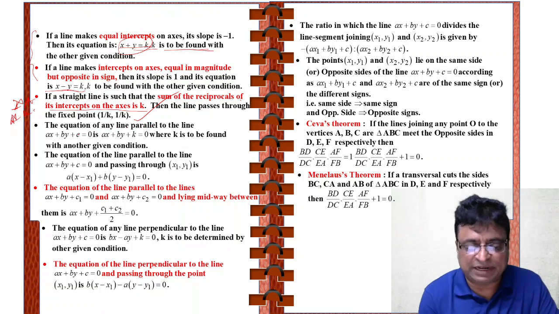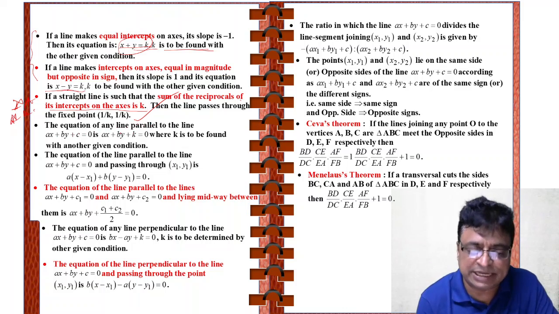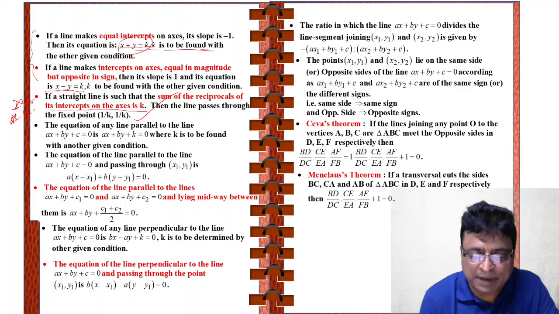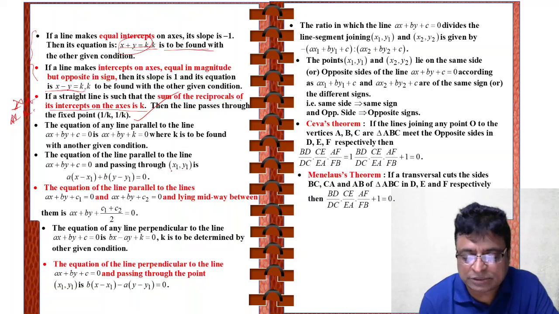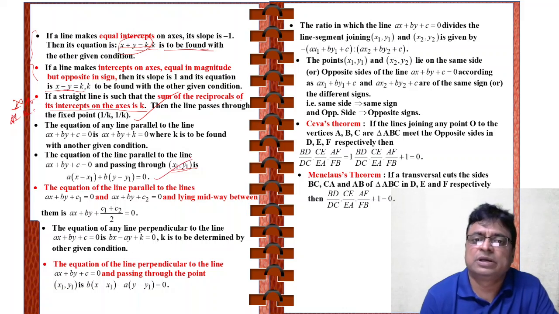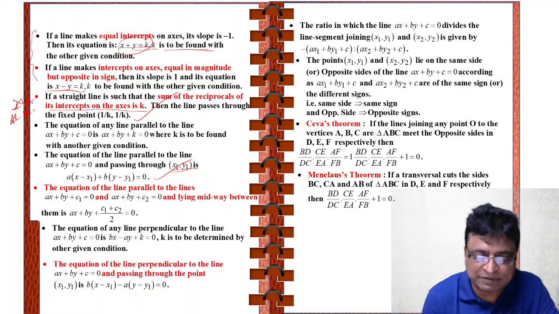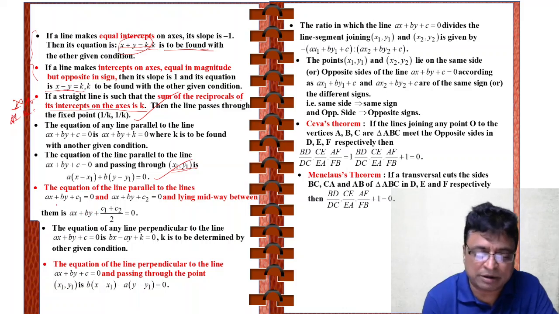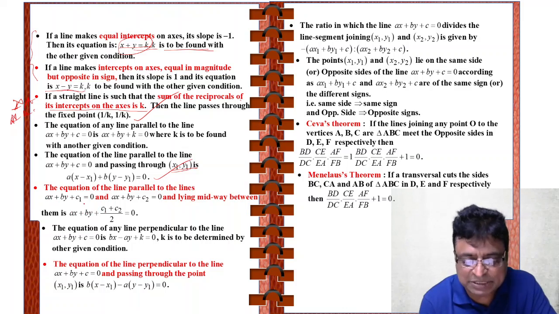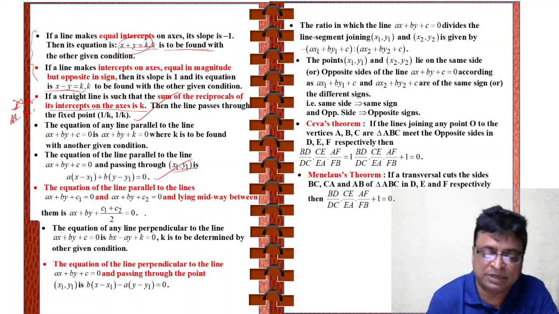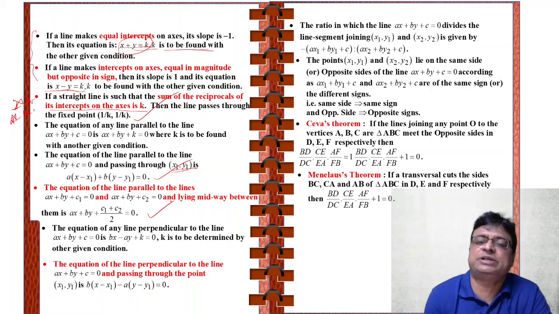And of course, the equation of any line parallel to ax plus by plus c equal to 0 is ax plus by plus k equal to 0. And the equation of a line parallel to ax plus by plus c equal to 0 and passing through (x1, y1) is a into (x minus x1) plus b into (y minus y1) equal to 0. Similarly, the distance between the two parallel lines ax plus by plus c1 equal to 0 and ax plus by plus c2 equal to 0 is mod of (c1 minus c2) by root of a square plus b square. The equation of the line parallel to the lines ax plus by plus c1 equal to 0 and ax plus by plus c2 equal to 0, and lying midway between them, is ax plus by plus (c1 plus c2) by 2 equal to 0.